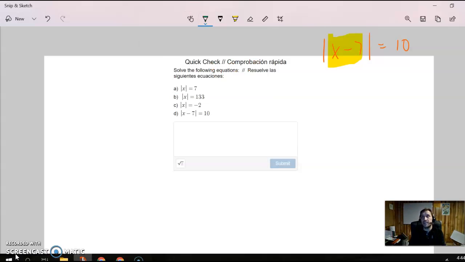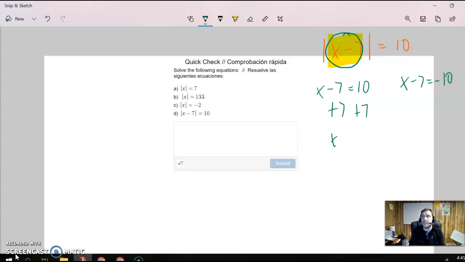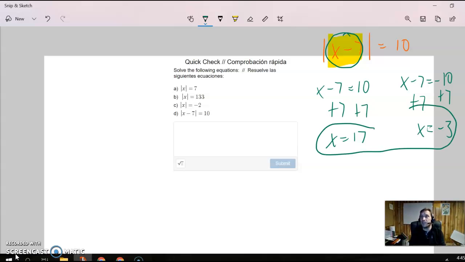The first way I write it is x minus 7 equals +10, and the second is x minus 7 equals negative 10. Because if this equals either positive or negative 10, the absolute value is 10. It's simple one-step equations after you get it set up. Add 7 to both sides and you get 17, or add 7 to both sides of this one, and negative 10 plus 7 gives you negative 3. So my solution is either x equals 17 or x equals negative 3. You have two solutions to one problem.